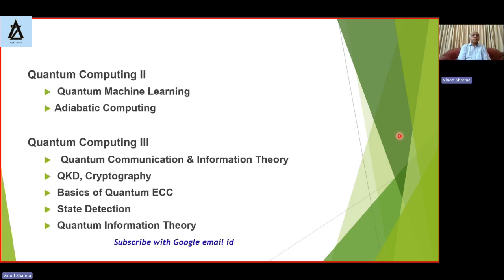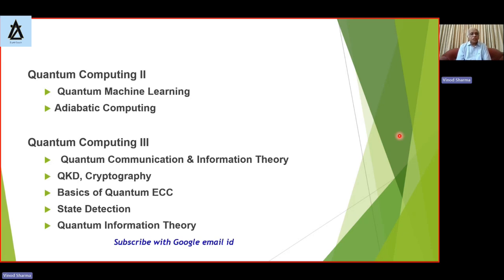After this, there will be the other quantum modules. In quantum computing 2, we will explain quantum machine learning. The basic algorithms that we have provided in quantum computing 1 will be used for machine learning applications. We will give another model of quantum computing called adiabatic computing, which provides different advantages compared to the gated systems that we are explaining in quantum computing 1.